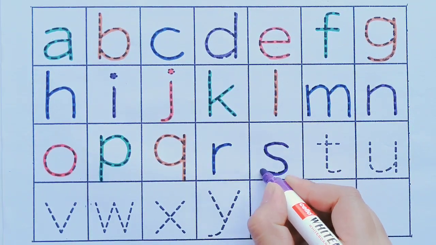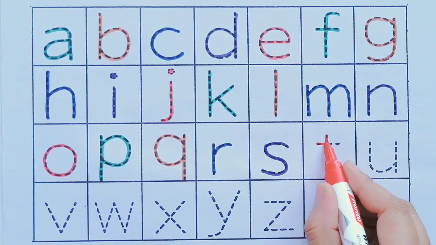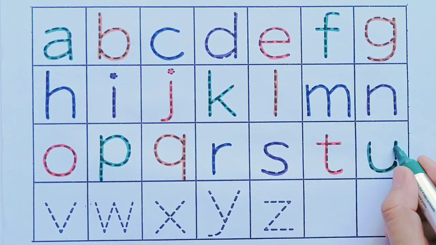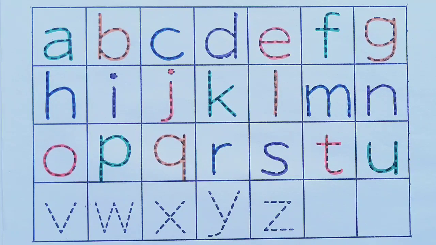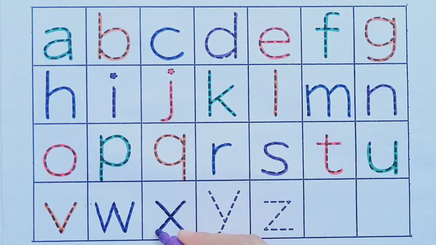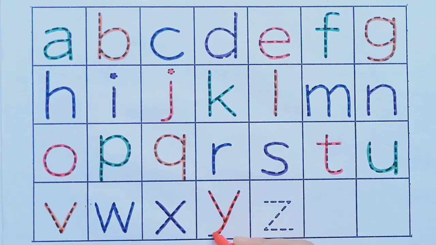S for sun. T for tiger. U for umbrella. V for van. W for watch. X for Xmas tree. Y for yak. Z for zebra.